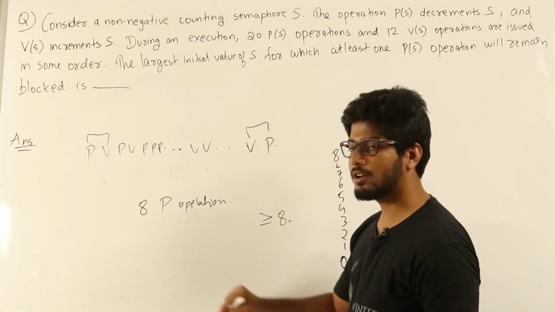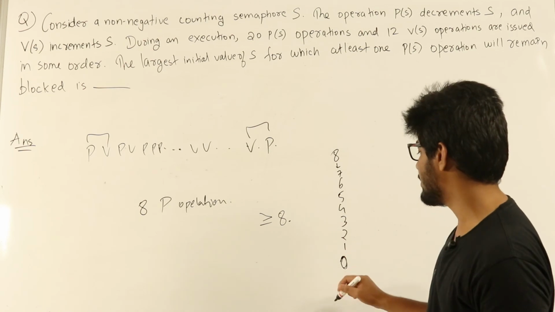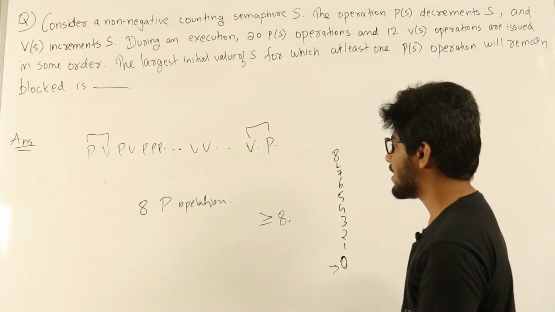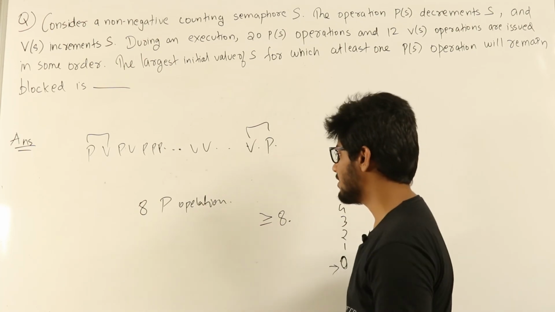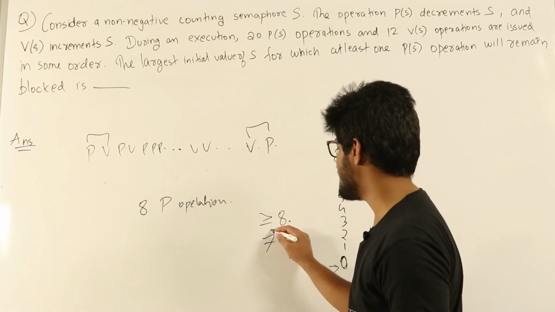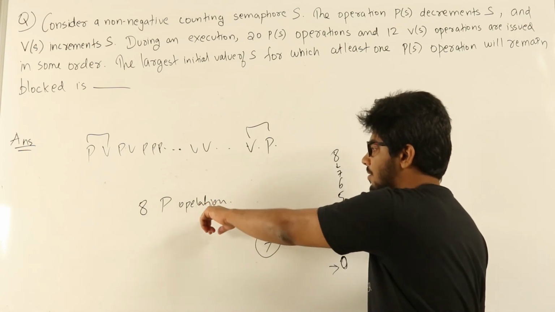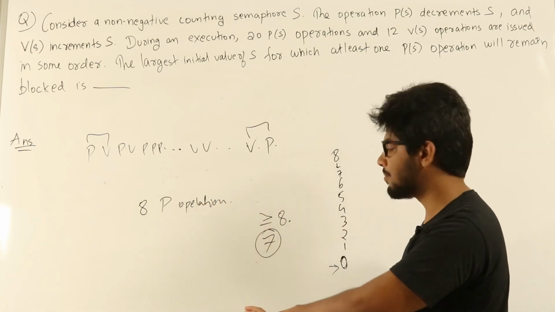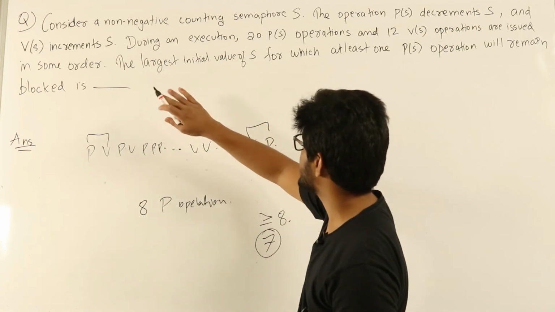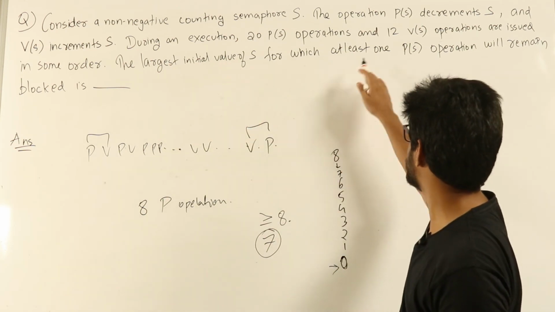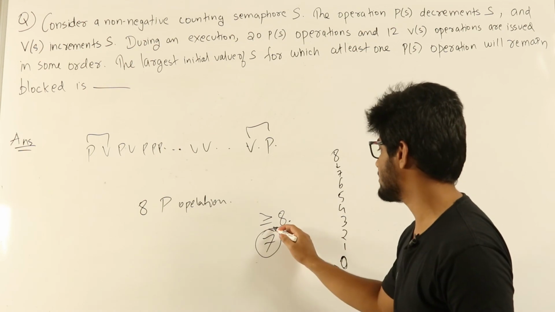If I have one more P operation coming in, then that one will be blocked. So if you have 8 P operations and the semaphore value is 8, then none of those will be blocked. But if the semaphore's value is 7, then the first 7 P operations will be executed unblocked, but the last one will be blocked. So the largest initial value of the semaphore for which at least one P operation will be blocked is 7.